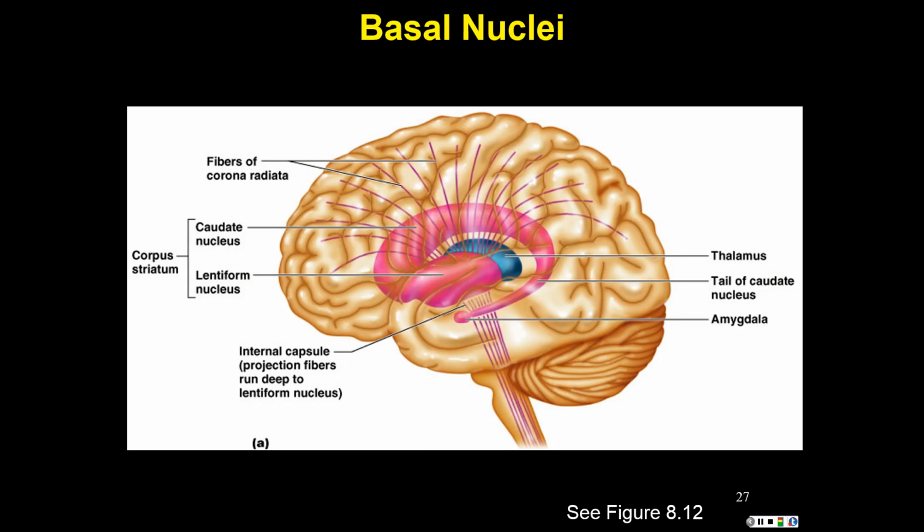The first structure that we're going to talk about is a group of cells which collectively make up an area called the basal nuclei. You have a similar image in your textbook titled Figure 8-12. And the basal nuclei in this image are highlighted in the fuchsia pink structures. So it's a bunch of cells working together.